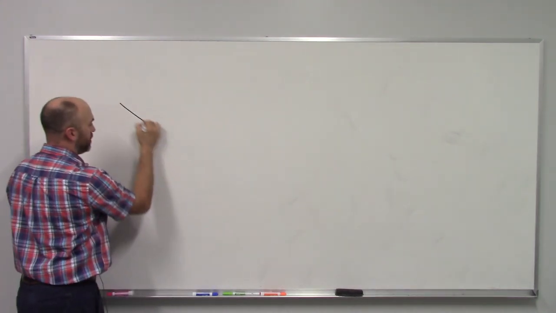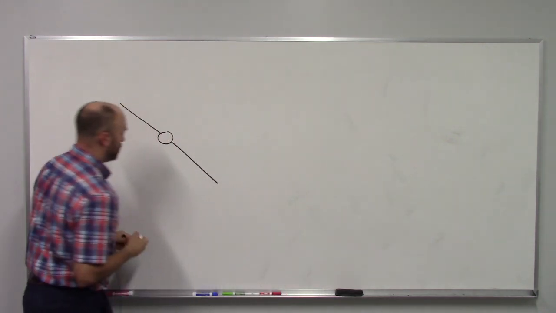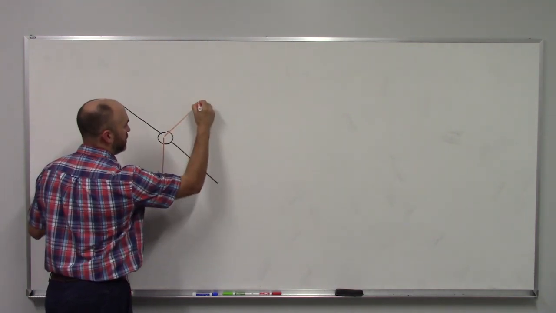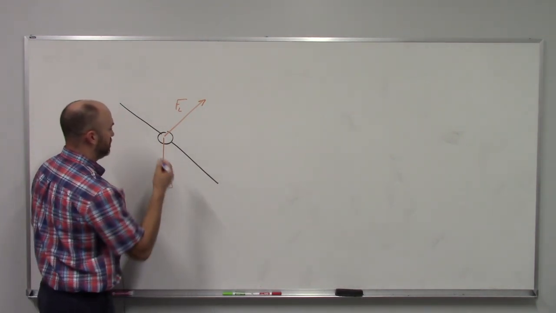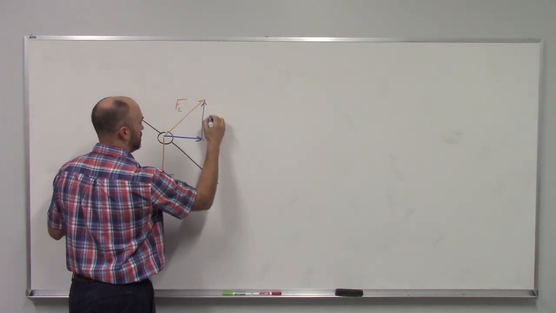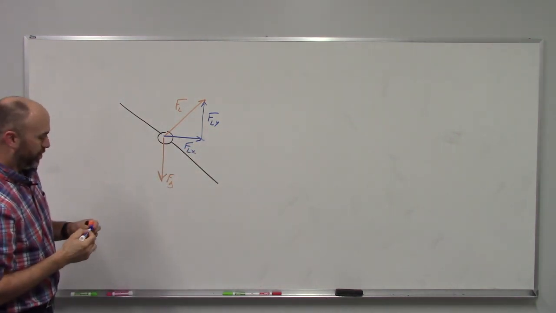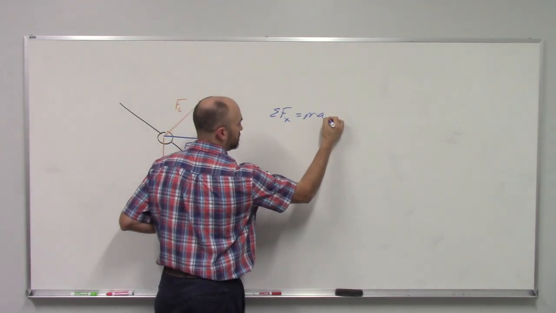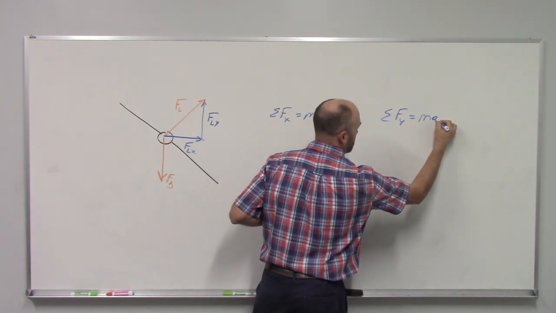So we've got an airplane, and the forces on the airplane are gravity and the force of lift. And when we break those down into force of lift Y and force of lift X, we can do some of the forces in the X direction and some of the forces in the Y direction.